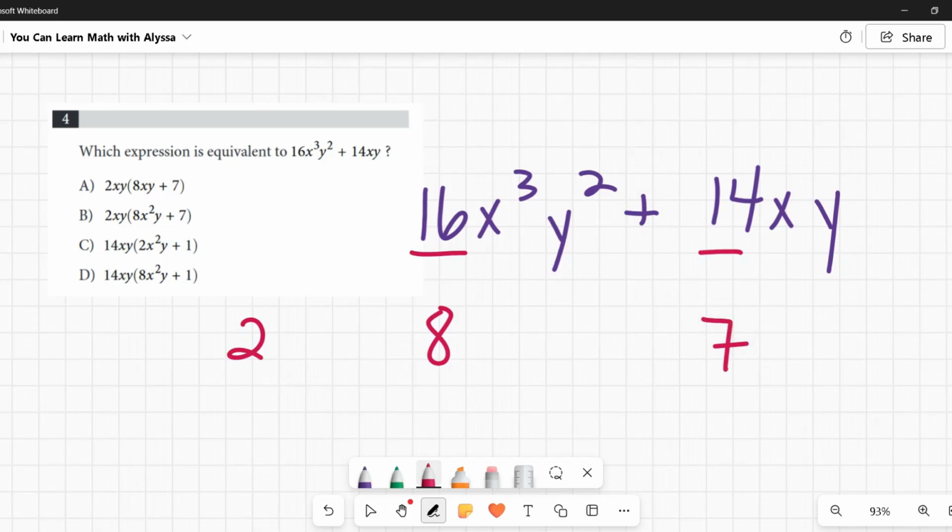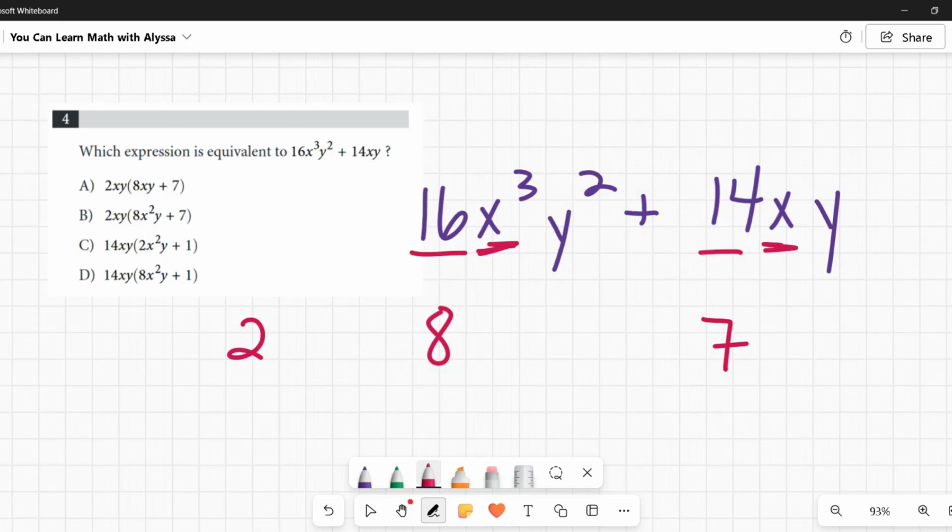Are there any factors bigger than that? No, because there isn't any number that goes into both 8 and 7. So I've got it. 2 is my greatest common factor for 16 and for 14. Now I'm going to look at the x's. I have x cubed and x. When you're pulling out a variable, it's always going to be the smaller of them. X has the smaller exponent, so that's what I pull out.